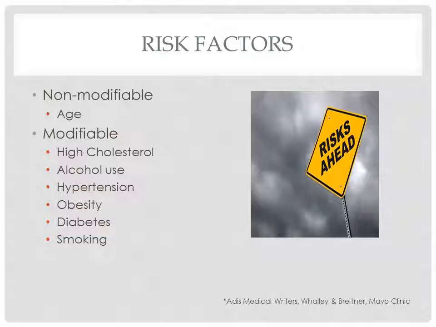There are both modifiable and non-modifiable risk factors associated with dementia. According to medical writers, the strongest risk factor for the development of dementia is age. At about 50 years of age, the brain begins to shrink from an average weight of 1.3 kilograms to about 1.2 kilograms by 65 years of age.